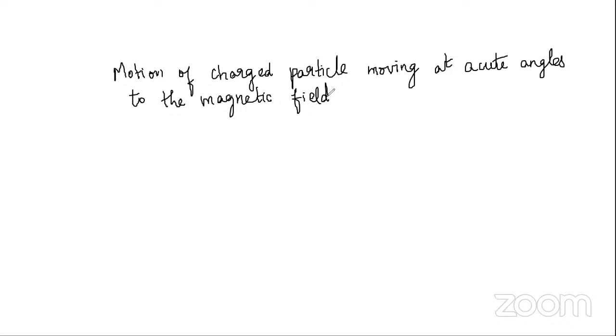So in this case, what will happen? The charged particle follows a helical path. So here the velocity can be resolved into different components, since the velocity is at a particular angle. Okay, so here you can see this is the diagram.